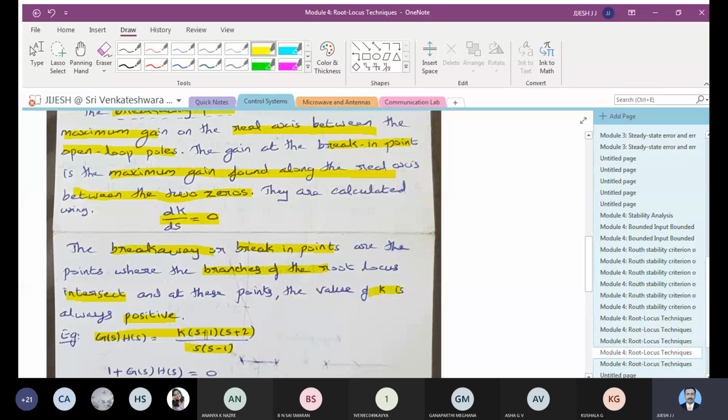So from this example, you can also go finding out the poles and zeros and all those things, as well as we have to use the characteristic equation, that is 1 plus G(s)H(s) is equal to 0. You have to just interrelate whatever you studied in module 3 as well. That will also be helpful for you. So G(s)H(s) is equal to K(s+1)(s+2) divided by s(s-1). You can make a note of these things, and then I will explain the example.